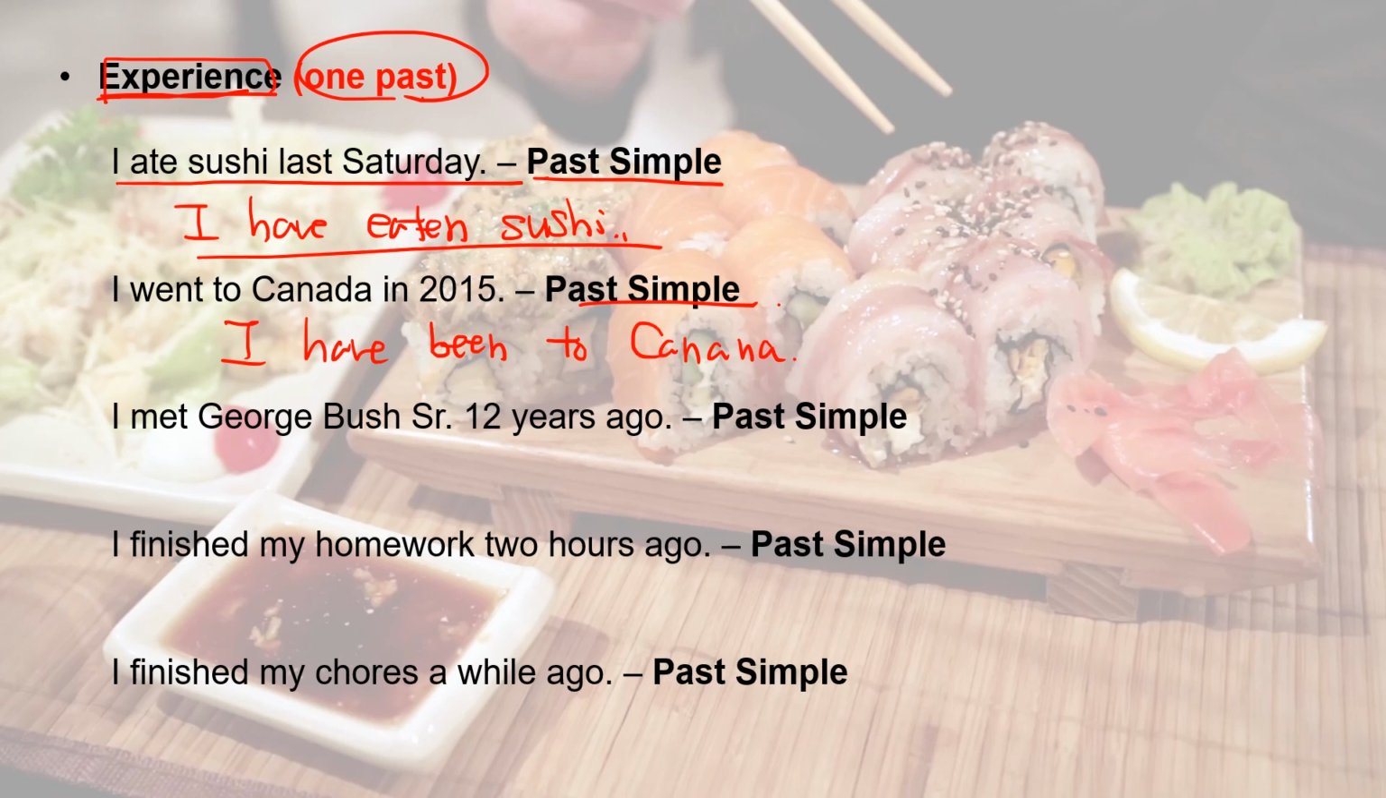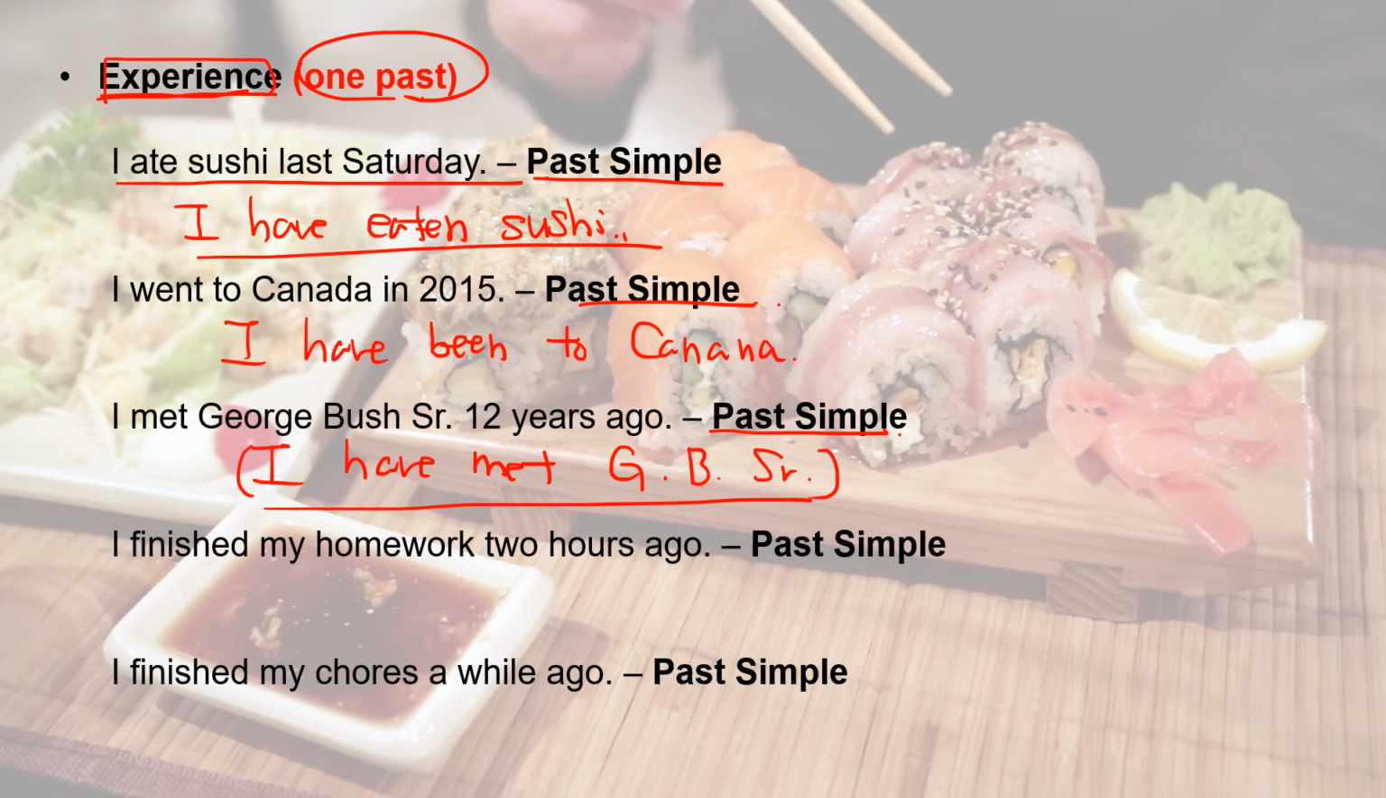Now, I met George Bush Sr. 12 years ago. So again, this is past simple. And then George Bush Sr. has passed away. So it's a done deal. But it's an experience. So you're still alive and you have met him. So you can say, I have met George Bush Sr. So this shows that you have an experience of meeting him.